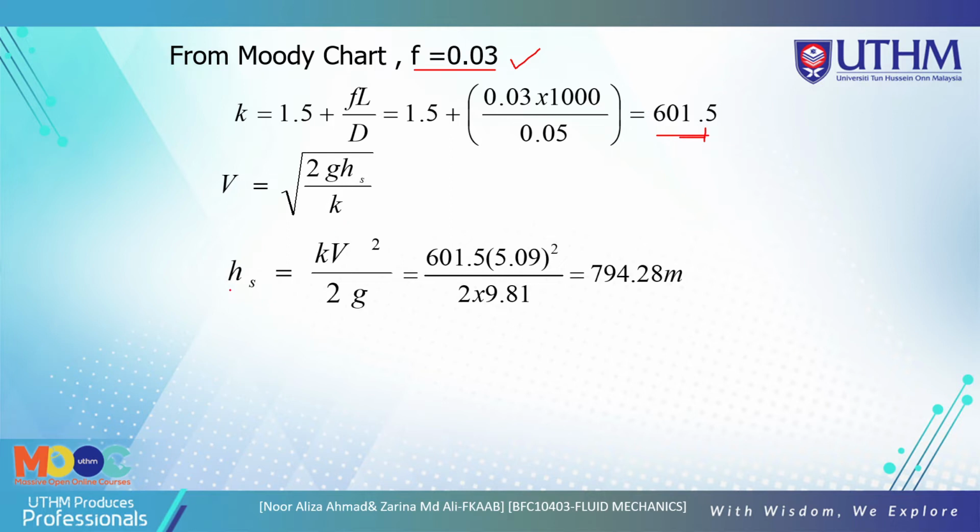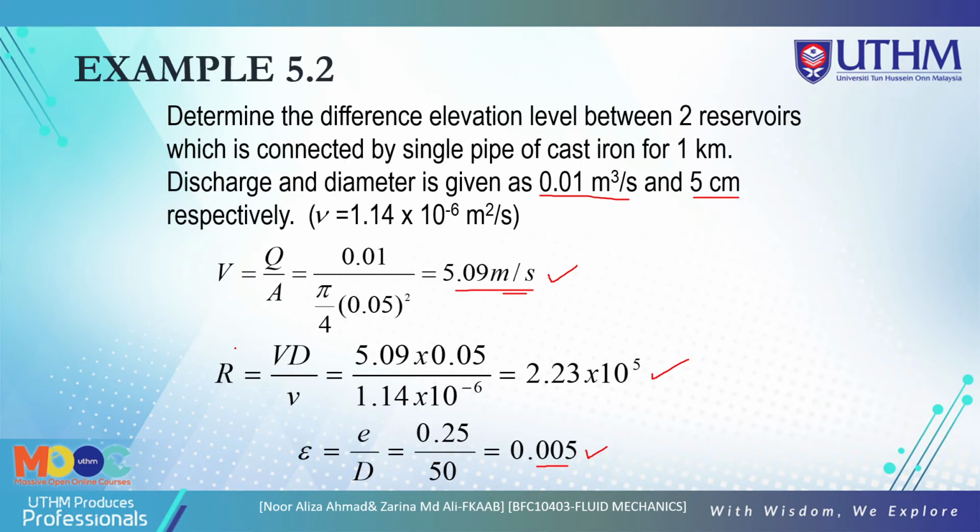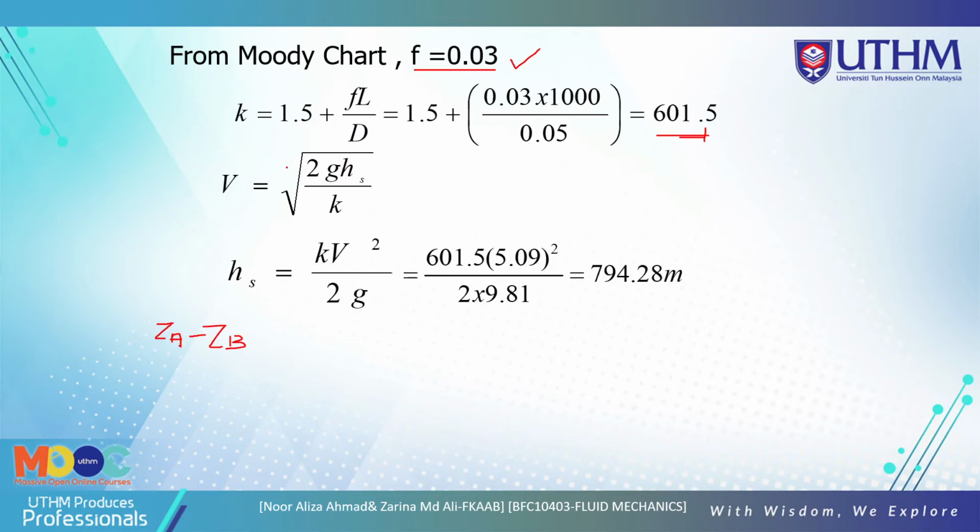Actually, HS is ZA minus ZB, because you want to determine the difference in elevation. So determine the difference in elevation level. You get the HS, or ZA minus ZB, as 794.28 meters. So you get the value here.